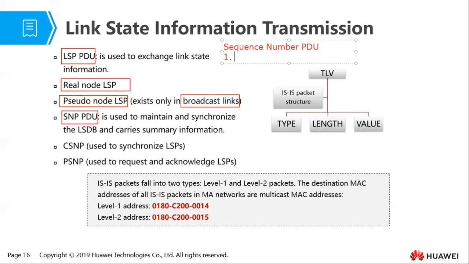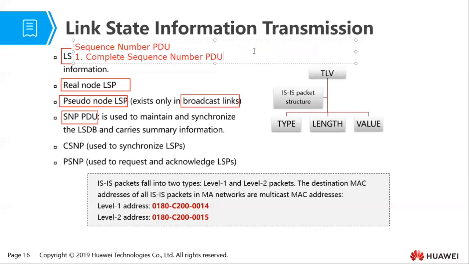And now we have two types of this. The first one is called the complete sequence number PDU. The second one is called the partial sequence number PDU. Sorry. Now this is what I was telling you that I'm going to tell you about it: PSNP and CSNP.